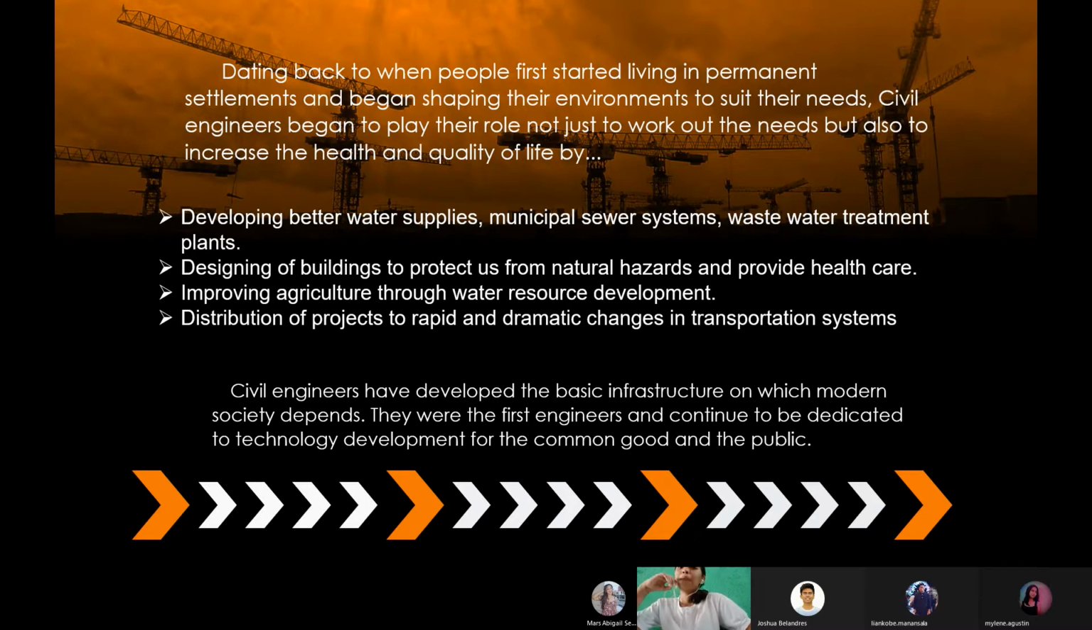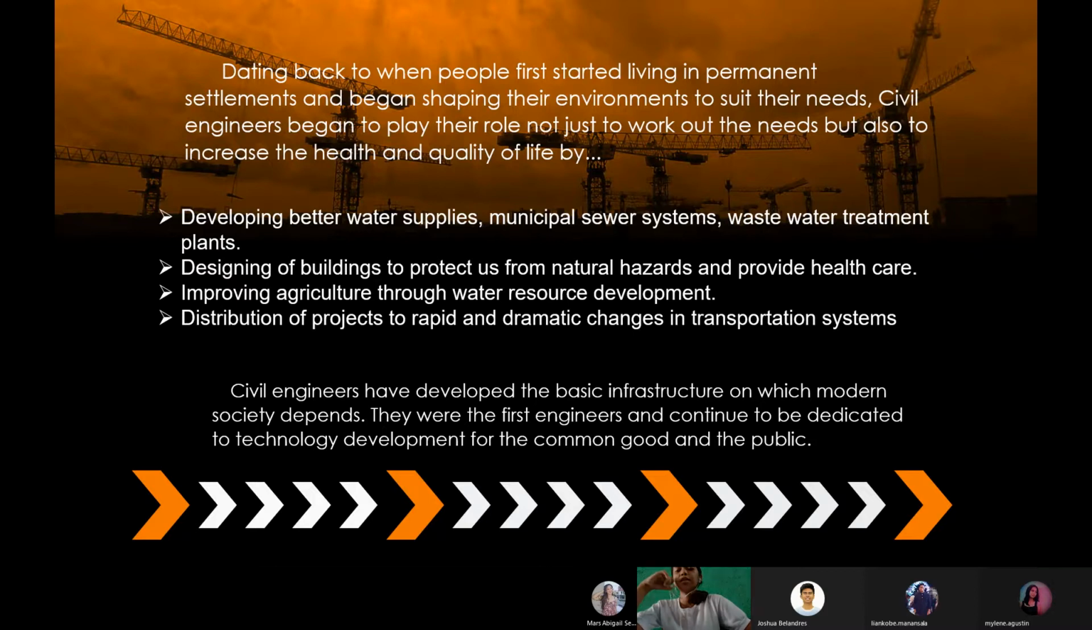Yan. So, paano ginagawa ng civil engineer na convenient o masolusyonan din yung mga needs ng mga tao? So, may mga binigay na examples. Developing better water supplies, municipal sewer systems, wastewater treatment plants, designing of buildings to protect us from natural hazards and provide healthcare, improving agriculture through water resource development and distributions of projects to rapid and dramatic changes in transportation systems and many more. Syempre, maraming aspect din na ginawa ng civil engineer na convenient yung everyday lives natin.